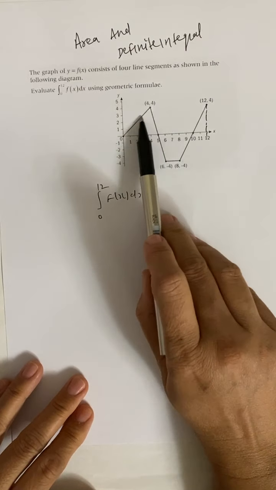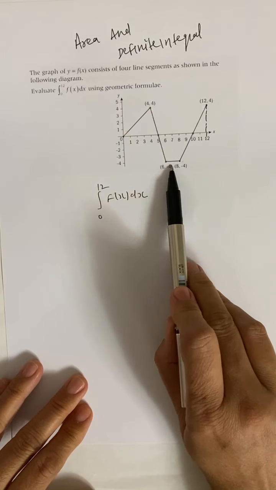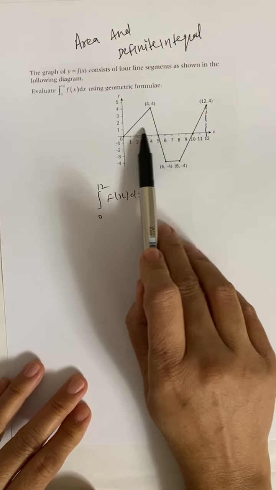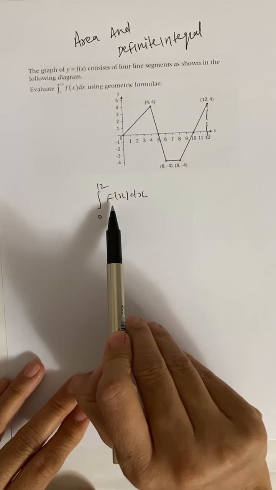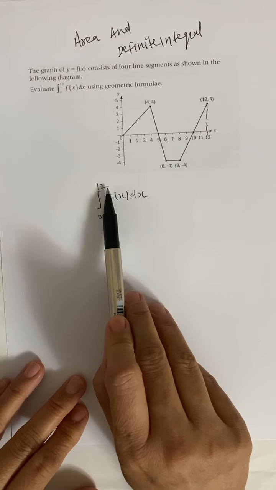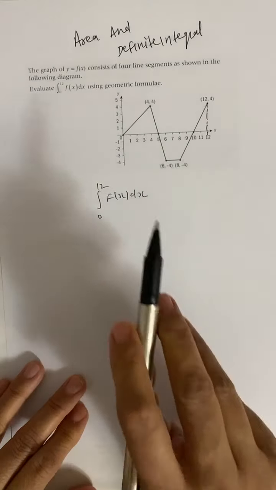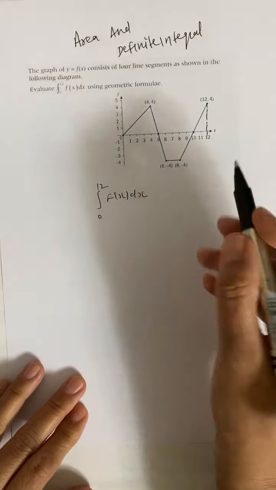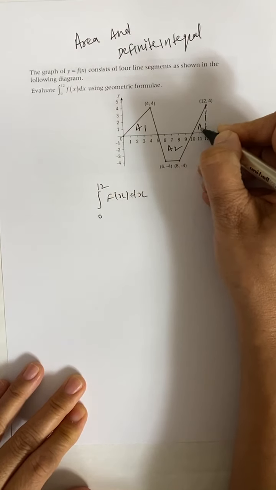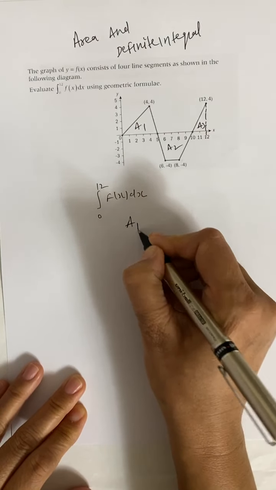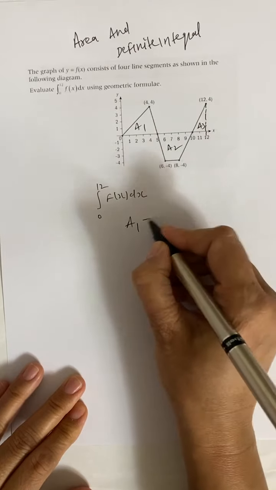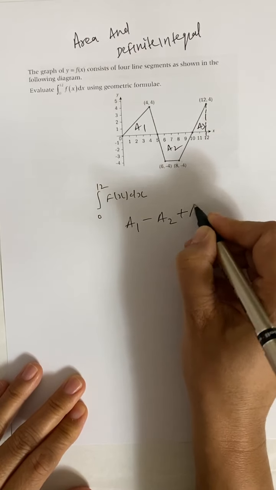Yes, you can find the value of the function for each segment and then evaluate the area. But rather than doing this, because the question asks you to find the integral of f of x from 0 to 12 using geometrical formulas, we have to use that. Now to find the area, let's say this is area A1, this is A2, and this is A3. The area is going to be A1, and this area you will get a negative, so we need to do minus A2 and then plus A3.